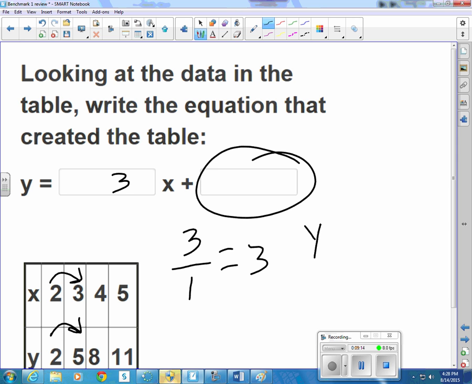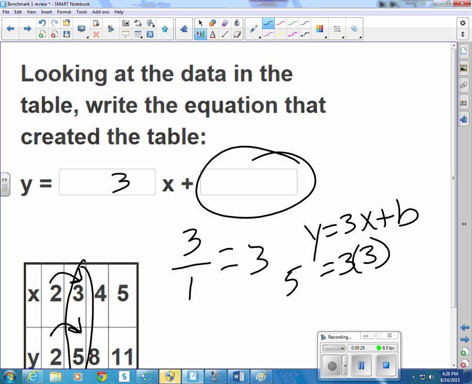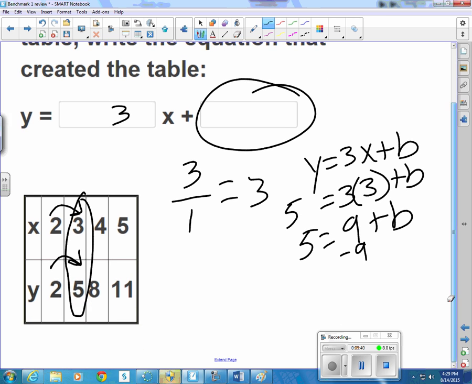But we could say y equals 3x plus some starting value and plug in values that we know. For example, 3 and 5. So 3 times x is 3 and y is 5. So 5 equals 9 plus some starting value. So if I subtract 9 from each side, I get a -4. So my starting value is -4.